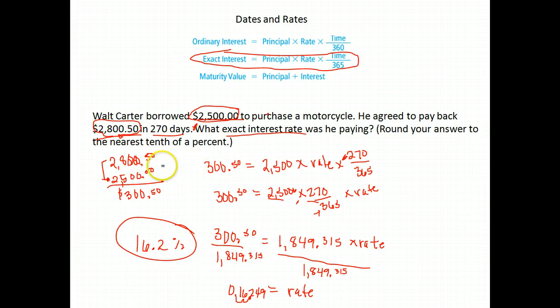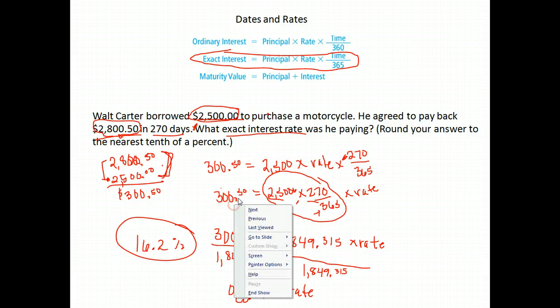So first we had to find out how much interest he had actually paid by subtracting the total amount minus the original amount of the loan. We put it into our formula for exact interest, multiplied together, and then divided by 365 the things that we could, and divided both sides by that number to solve and get our rate. Then we changed our rate from a decimal to a percent.